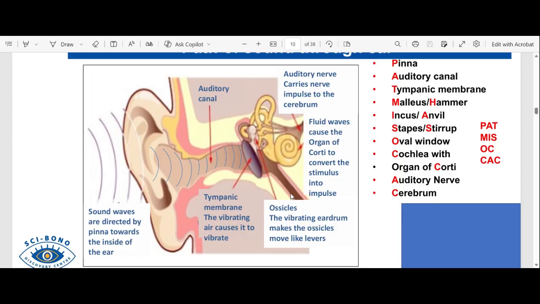I'm sure you might ask yourself what's the function of the Eustachian tube in the process of hearing. There's a round window here just below your oval window.